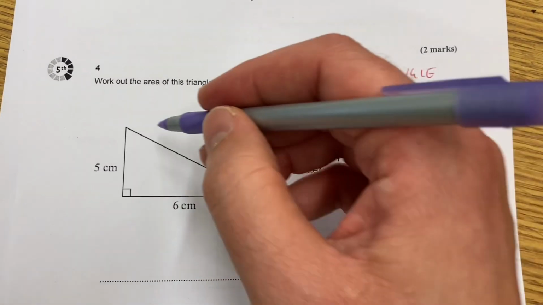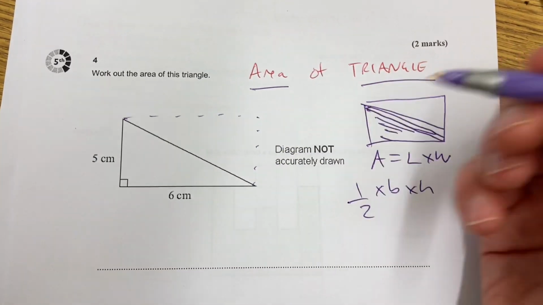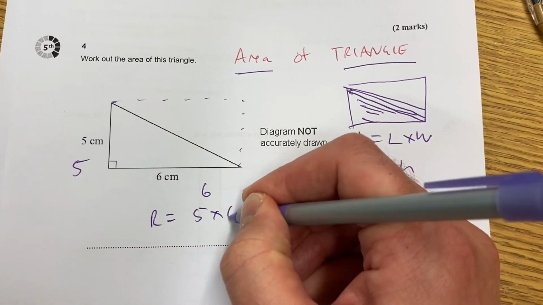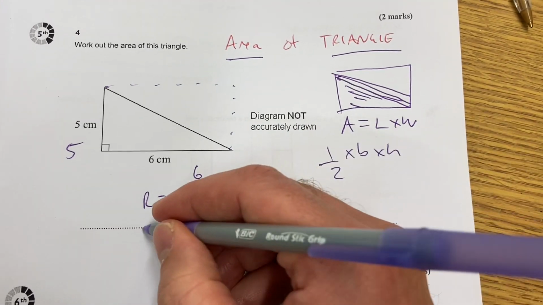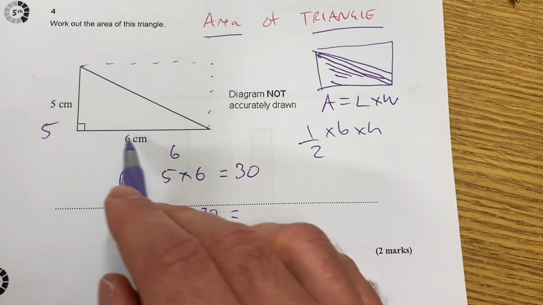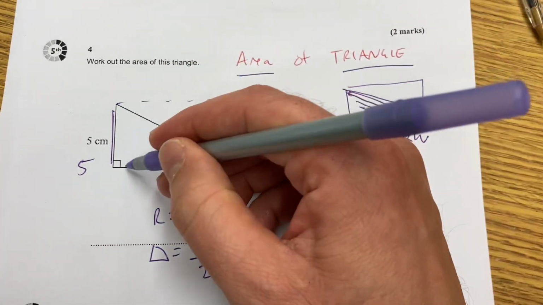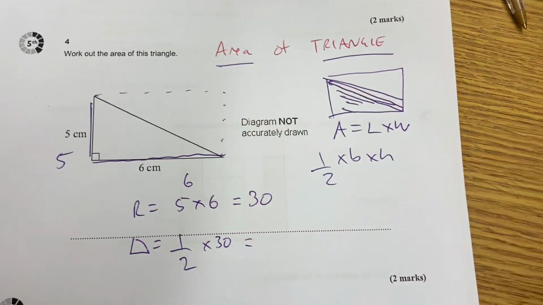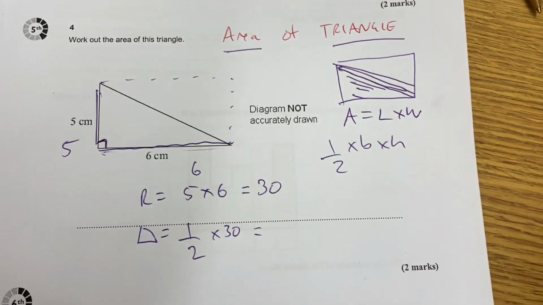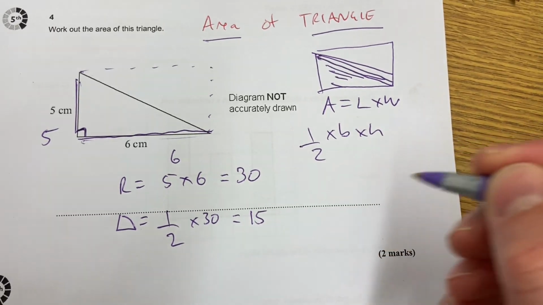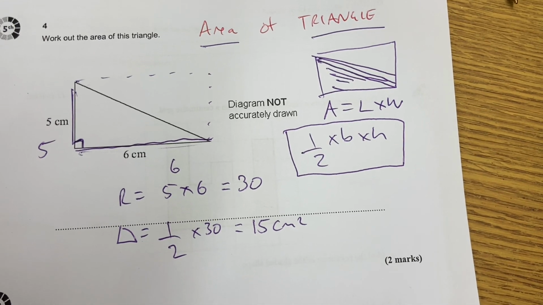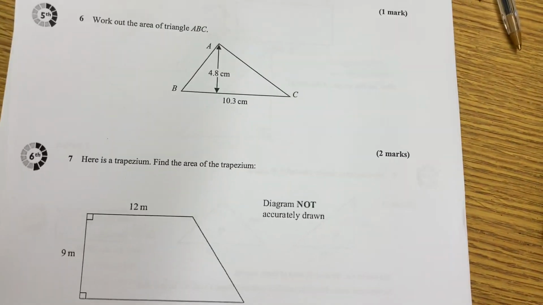So if we look at this one here, it used to be a rectangle maybe, and it's 5 times 6. So if it was a rectangle, it would just be 5 times 6, 30. But for the triangle, it needs to be half of that. So it's half of the base times the perpendicular height, or the length times the width. As long as you've got a right angle there, it's that times that divided by 2. So we get 15 centimeters squared. So you just need to remember that formula, half base times height, because it'll come up again in this test.